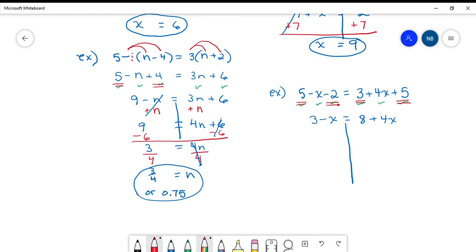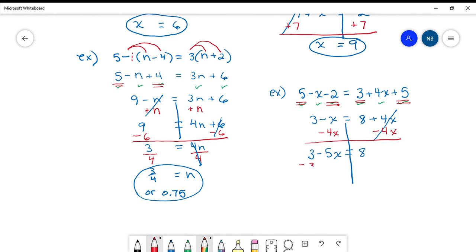I'll move the 4x this time. So I'm going to subtract 4x from both sides. Why? What is 4x minus 4x? It's 0. Okay, so the 8 is by itself. Recopy the 3. Negative x minus 4x is negative 5x. This is a two-step equation.